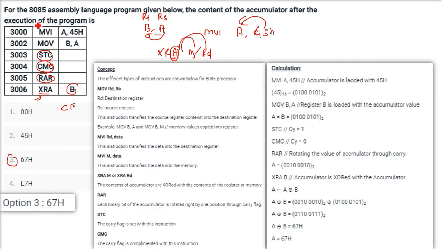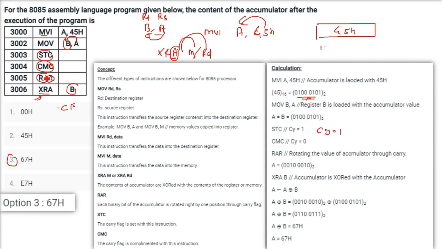Now let us go through them one by one. MVI A, 45H. What did I tell you? MVI, see, the accumulator is now getting 45H. So 45, this is the binary equivalent. What is MOV B,A doing? Now, the register B is loaded with the accumulator value. The accumulator was having 45. Now B has the accumulator value. So A and B have the same value. This is the binary equivalent of 45.